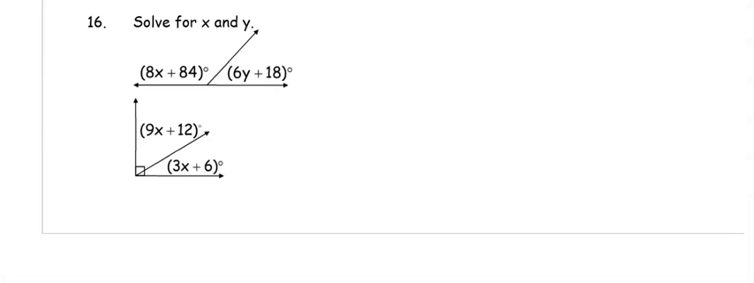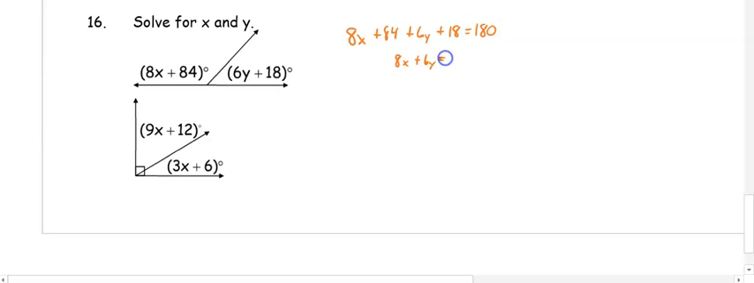In our last problem, we want to solve for x and y. So in the first angle, they are making a straight line, so they are equal to 180. So we have 8x plus 84 plus 6y plus 18 equals 180. So we get 8x plus 6y plus 102 is equal to 180. So we can subtract 102 from both sides, and we get 8x plus 6y is equal to 78.